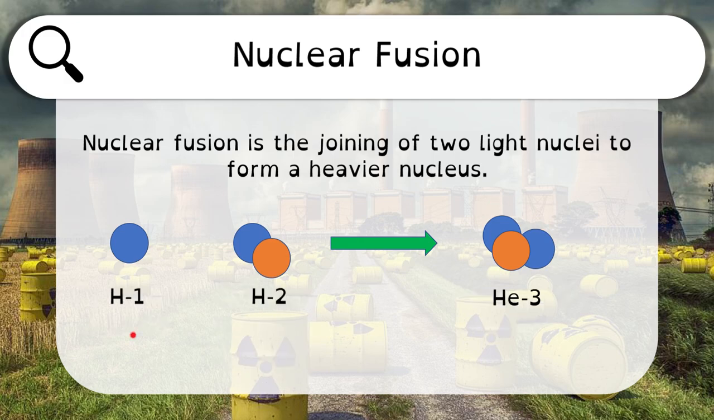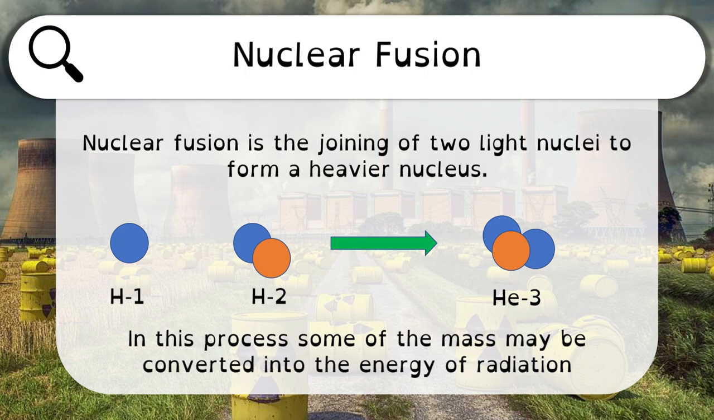And then each one has a name, so this is hydrogen 1. Hydrogen 2 has its own name, deuterium. If it was H3, it would be tritium. And they then join to make helium 3. If you look on the periodic table, it's helium 4 because in the periodic table there's an extra neutron. But in this example, the one that I've chosen is helium 3.